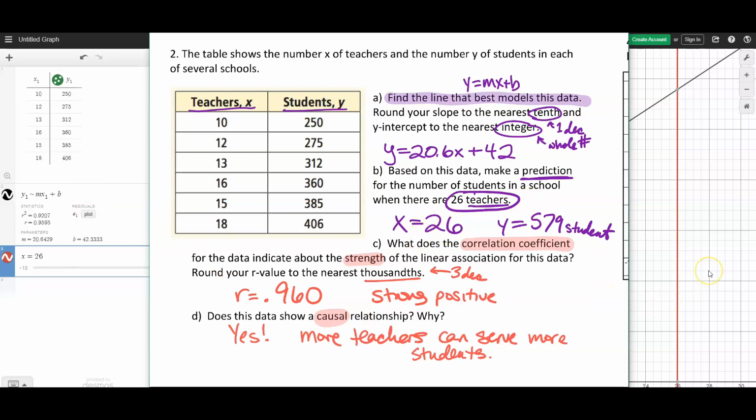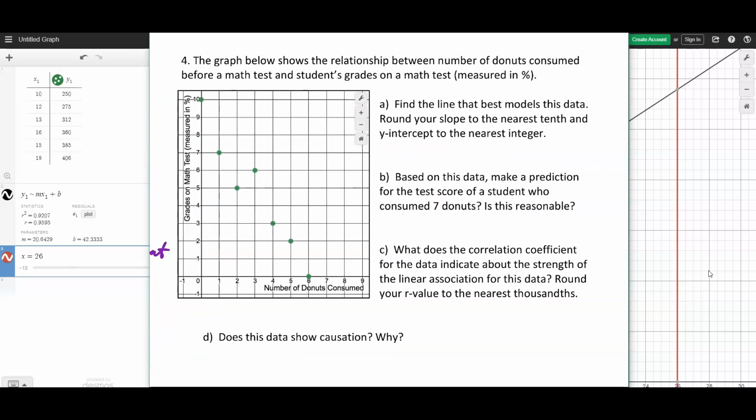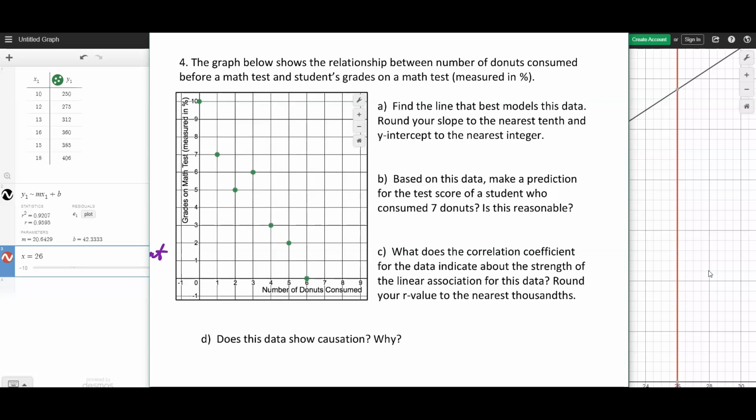Now we're only going to do one more example on the notes today, and it's this one, number 4. It says the graph shows the relationship between the number of donuts consumed before a math test and the student's grade on that math test measured in percentage. So this person got 100, this person got a 70, 60, 50, on and on. We want to find the line that best models the data, and we're still going to round the slope to the nearest tenth and the y-intercept to the nearest integer. So we have to repeat all of the steps that we've done in Desmos with this information.